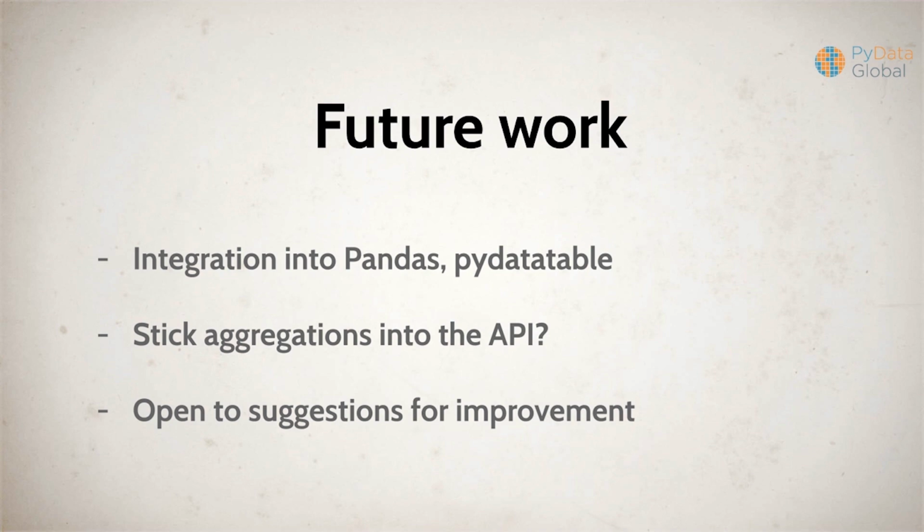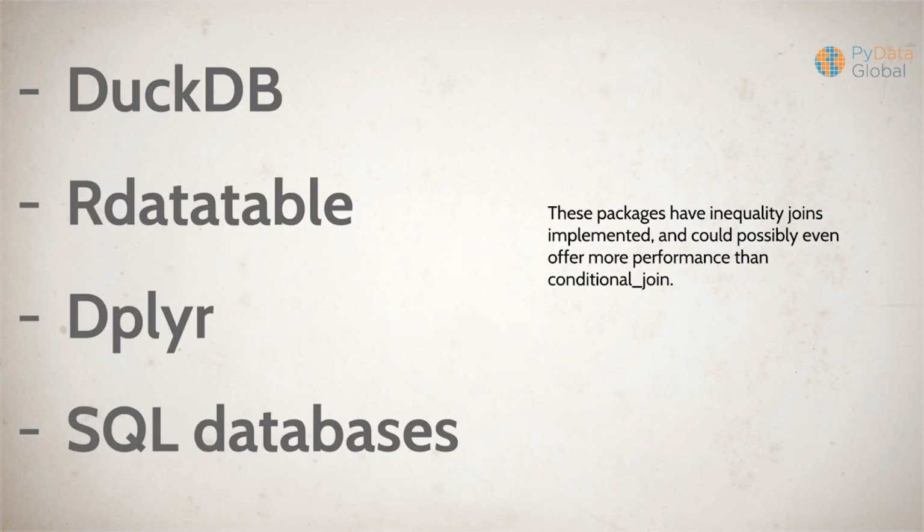And lastly, I'm open to suggestions for improvements. If you have a look at the code and you feel there are things we can improve to make it better, please feel free to do so. Have a look at DuckDB, R data.table, dplyr, and SQL databases. These all have implementations for inequality joins, and they could even offer more performance than conditional join. At the very least, don't use a Cartesian join when there are better options.